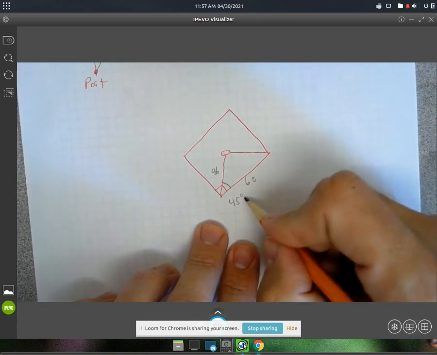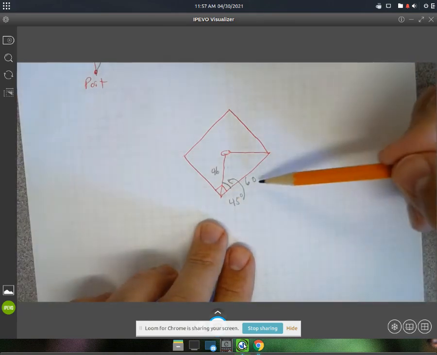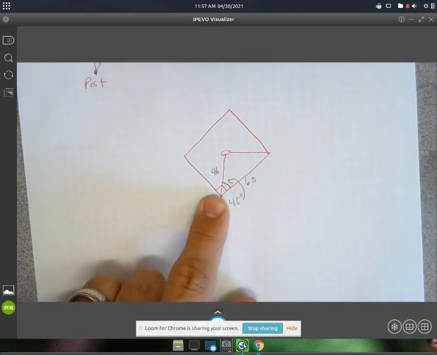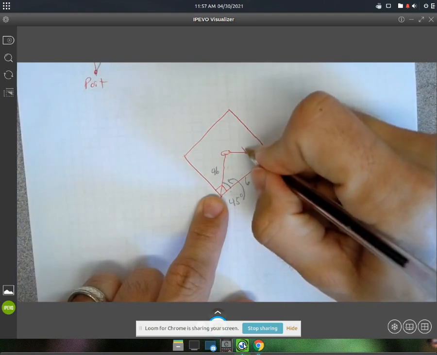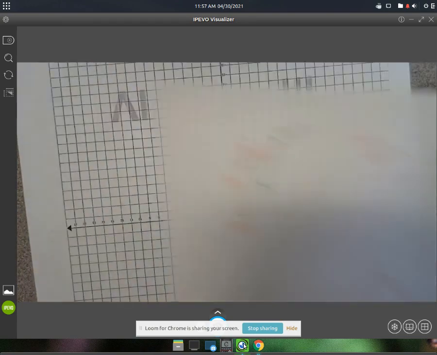Okay, so because that's 45 degrees, that gives us everything we need. We've got two sides and the included angle, so we can use that as our setup to solve for the side that's across from it. Okay, and then the last one.